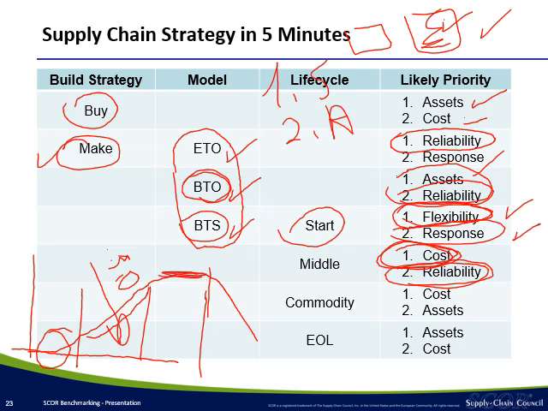Then when it's mature, the demand is known. At that stage, we need to decrease our cost and increase the use of assets. When we're at the end of life, now we need to use our machines in a good way. So we need to focus on the assets, and then on the cost. These are the most recommended strategies for different products, whether it is buy to order or make to order, and within make to order, whether it's build to stock, build to order, or engineer to order.